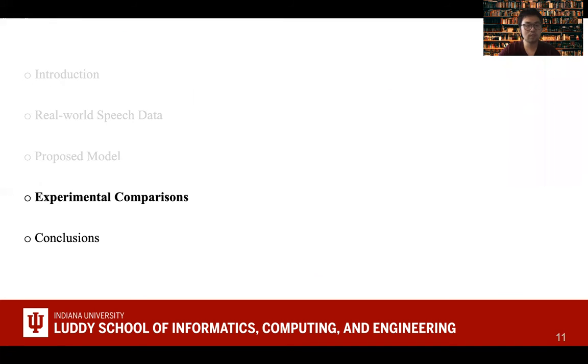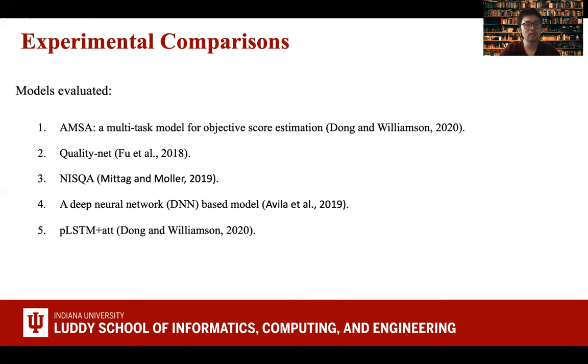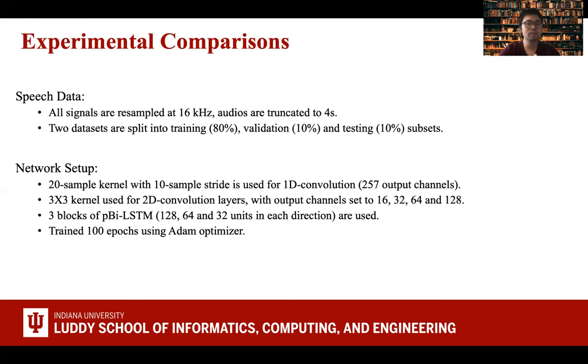So then we will discuss the experiment comparison. The models we evaluated include a multi-task model for objective score estimation, QualityNet, NISQA, a DNN-based model, and the pyramid LSTM-based model. For the speech data, all signals are resampled at 16 kilohertz, and audios are truncated to 4 seconds. The 2 datasets are split into training sets, validation sets, and testing sets.